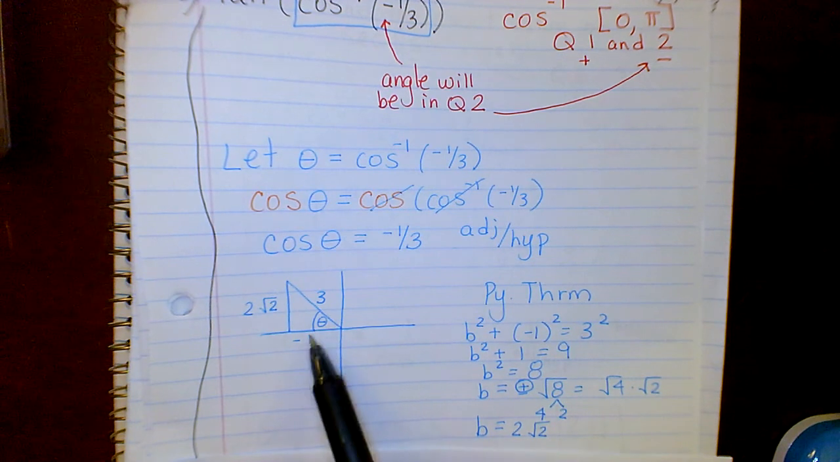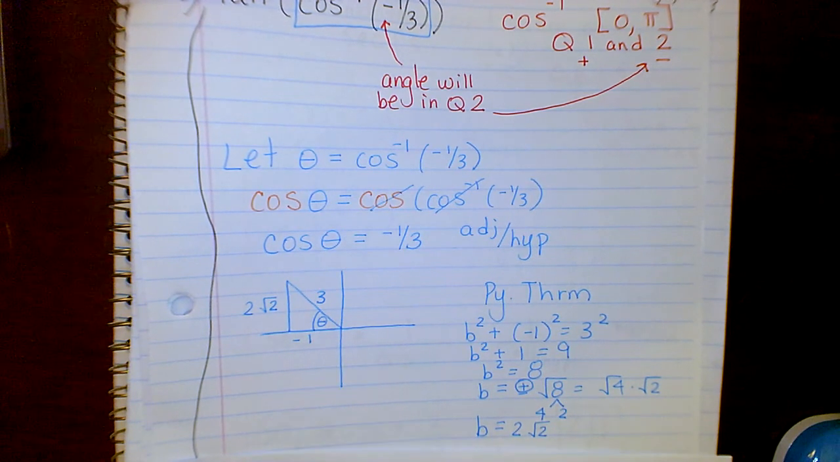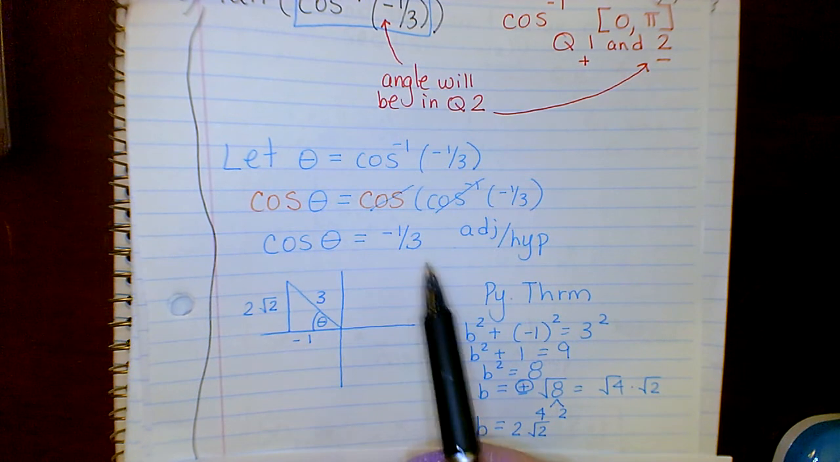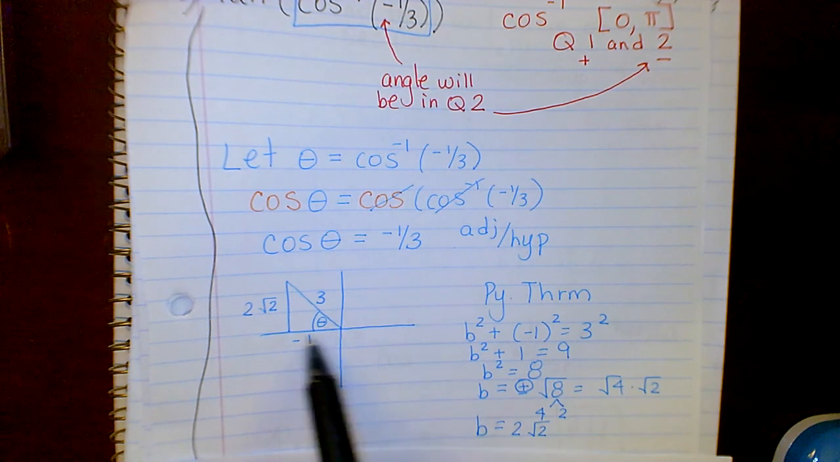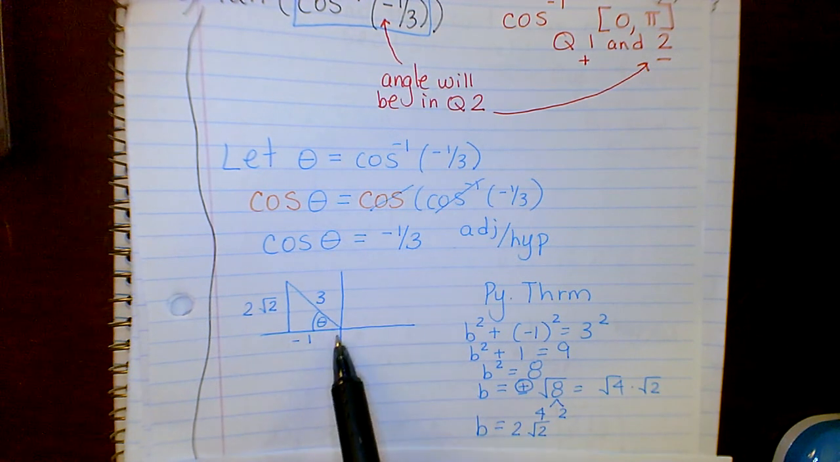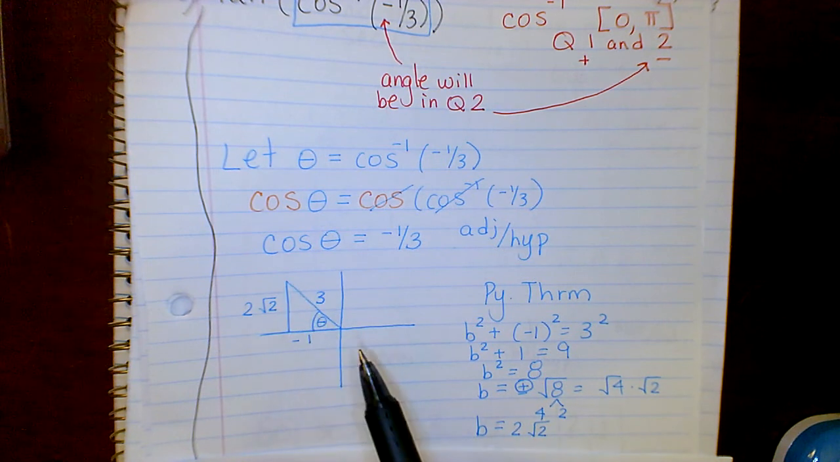My angle is always made with the x-axis. The cosine being negative 1/3: the negative 1 is because this is one unit going to the left. And the 3 we know is always positive.